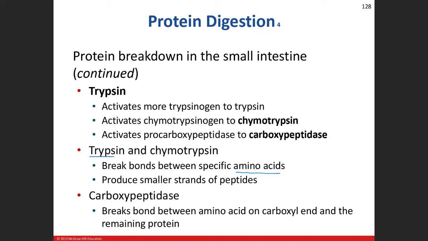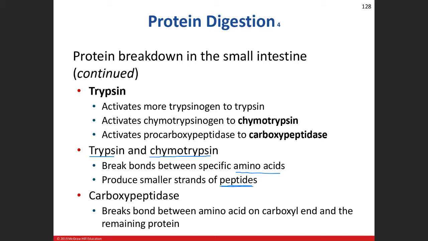So these first two, trypsin and chymotrypsin, are going to break bonds in between specific amino acids. It's not just willy-nilly. It's not just here, not just there. So what that'll do is create strands of peptides. What are peptides? Peptides are just small strands of amino acids strung together. If there's just two, we call it a dipeptide. Okay, 3, 4, 5, 6. It makes just smaller peptides.